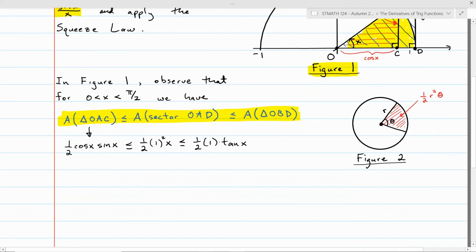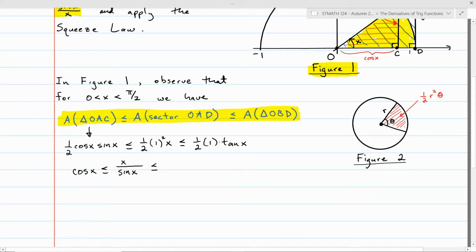Okay. Now I need to play around with this inequality a little bit. I want to get sine of x divided by x. Well, one thing I'm going to do right off the bat is multiply through the whole inequality by 2 to get rid of those 1/2s. But I'm also going to divide everything by sine of x. So if I multiply by 2 and divide by sine of x, I'm going to end up with cosine of x less than or equal to x over sine of x less than or equal to, the 1/2 went away.